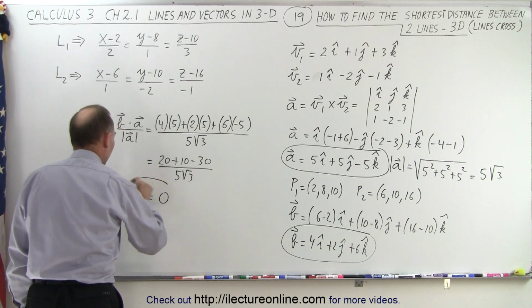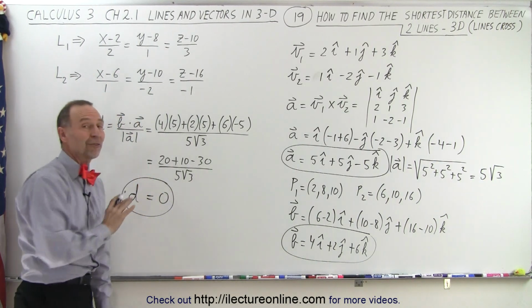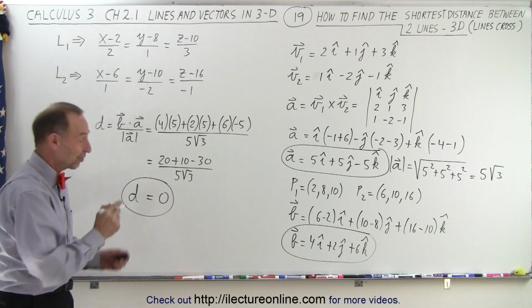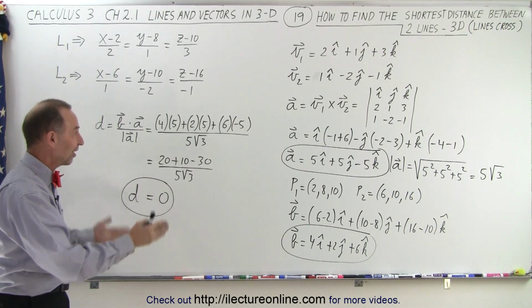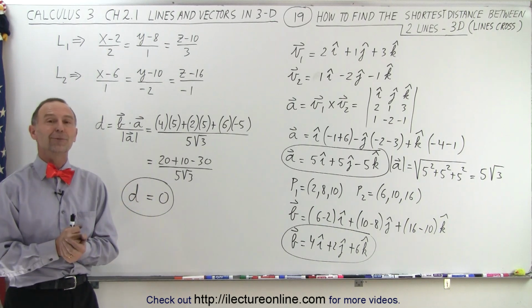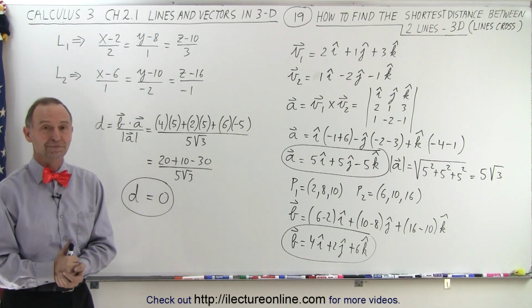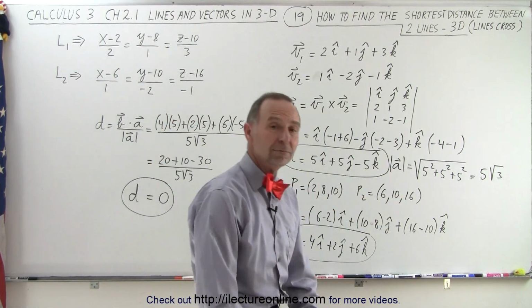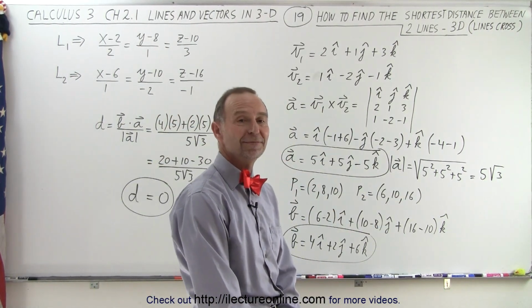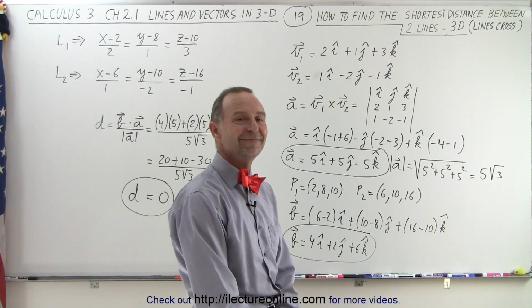The distance is 0, and that's what we expected to find because the two lines cross, and that's the shortest distance between two lines that cross. And it looks like our method does indeed work. That is how it's done. That's no proof, no. No, no proof. Just demonstration.